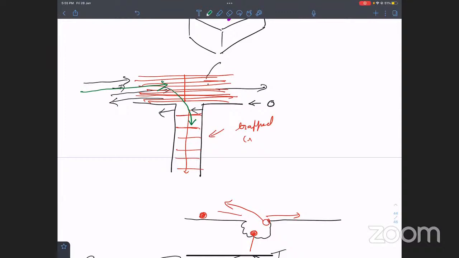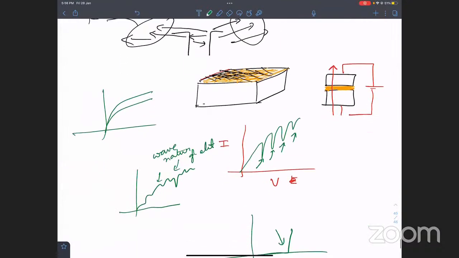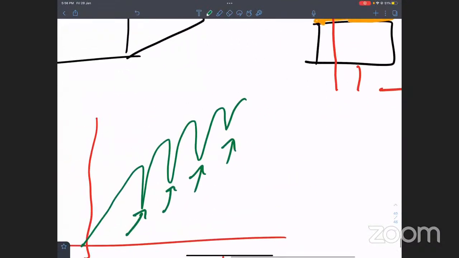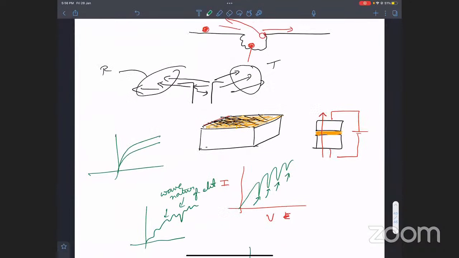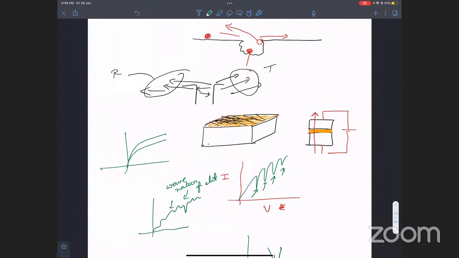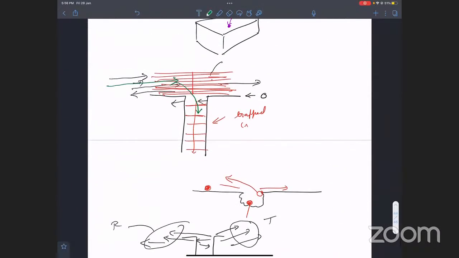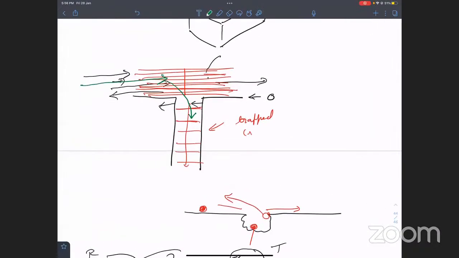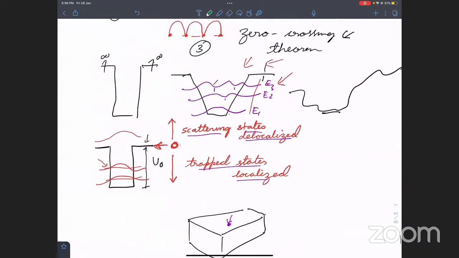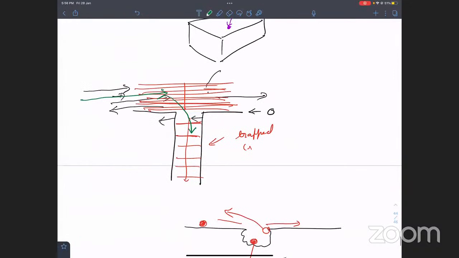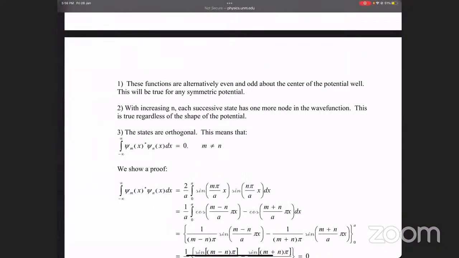And second thing, if you have traps like this, because of these multiple reflections, you will see these ups and downs in your currents. Again, these are signatures of the wave nature of the electron. Great. So that completes our treatment of free space states. Secondly, it completes our treatment of infinite potential.